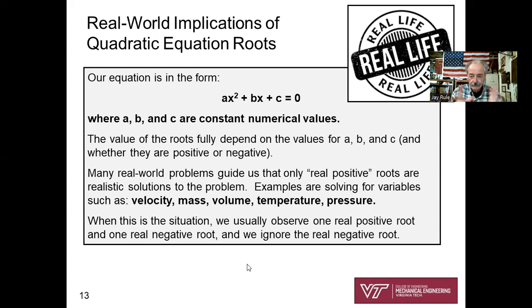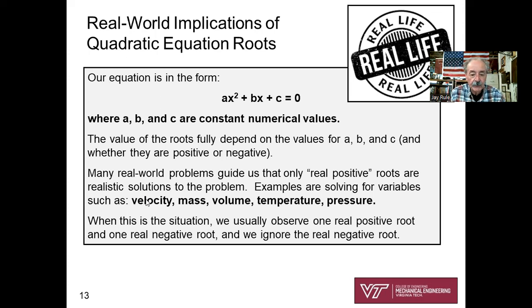Okay, let's look at the real world. Now let's say we're practicing engineers, and in our particular problem we're trying to solve for a velocity or a mass or a volume or a temperature or a pressure. What I want to suggest is that in the real world those variables can't take on a negative value, particularly mass, volume, temperature, and pressure. I think you could argue velocity: if you had assumed velocity going one way and you get a negative number, the velocity is going the other way.